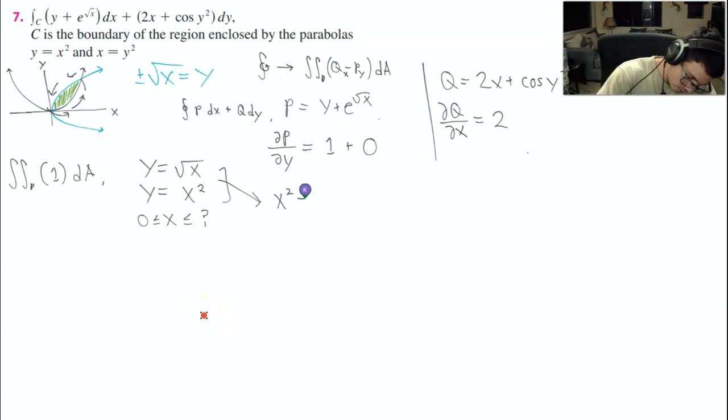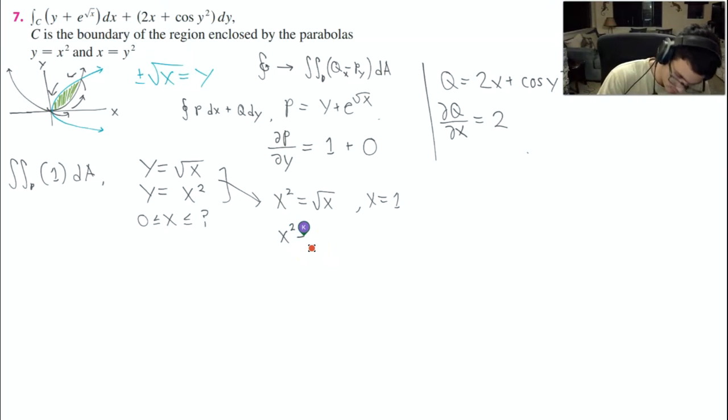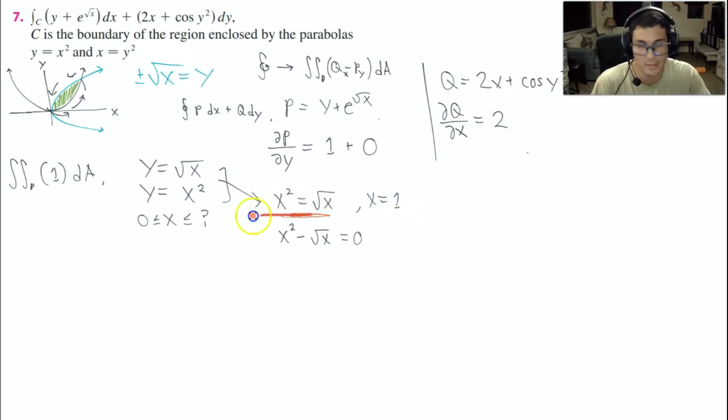x squared is equal to square root x. What is a number that makes this true? x is equal to 1. That is the number that makes this true. Okay, and if you want to do the algebra, you could write it as x squared minus square root x equals 0. I mean, this is the same thing, but I usually like just to ask myself a question: what is a number that makes this equation true? And it's x equals 1.